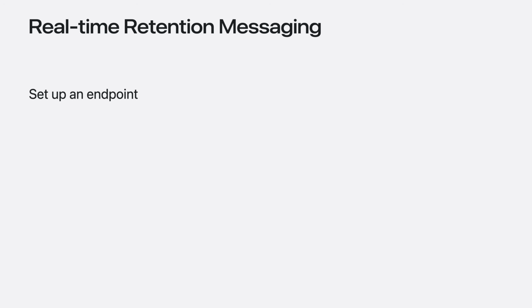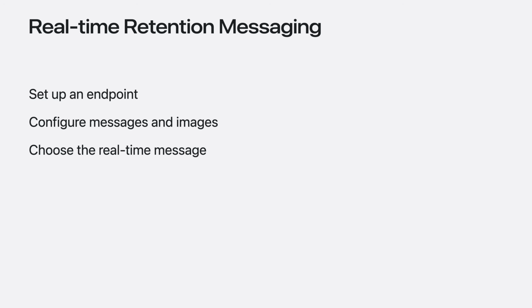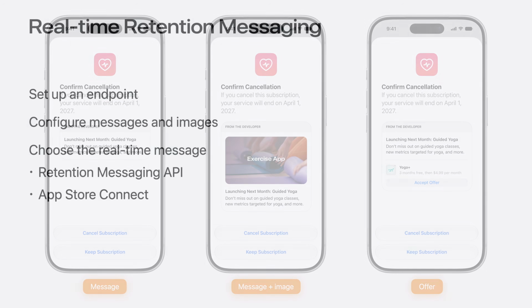With the Retention Messaging API, you can configure message and image pairs to show to customers in the cancellation flow. When you receive a real-time call from the App Store, you can tell the App Store which of these messages you want to show to the customer, or when Retention Messaging in App Store Connect is configured, you can also indicate one of the messages from App Store Connect as your preference.